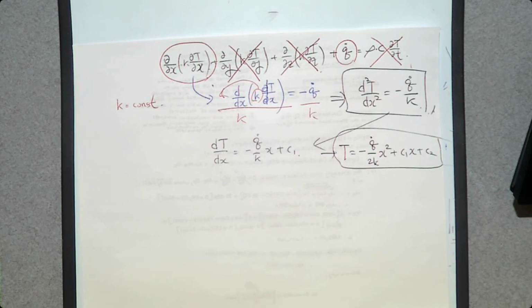So if you compare with the previous heat equation, one-dimensional steady state without heat generation, if you get rid of this q dot, then the temperature equation is going to be exactly the same as the heat equation for one-dimensional steady state heat conduction.